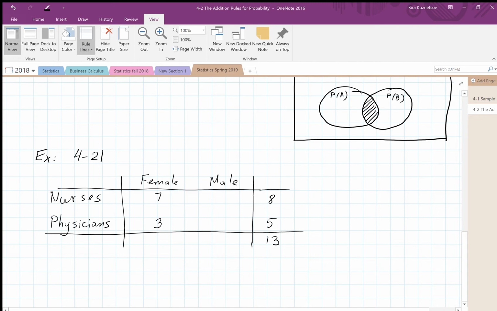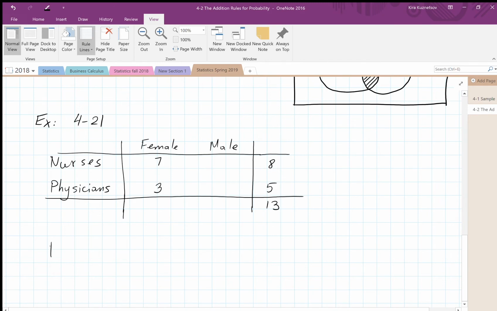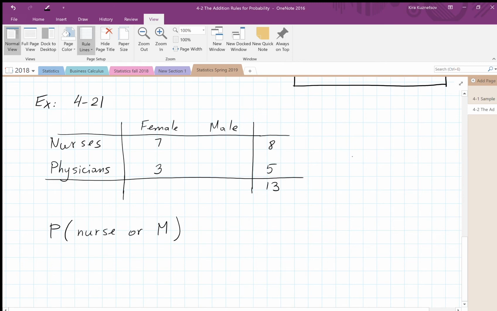If the staff person is selected, find the probability that the subject is a nurse or male. Now, in order for me to answer this question, I'm going to complete this two-way table. A two-way table, just like a Venn diagram, just like a tree diagram, is a tool. The rows need to add up, the columns need to add up, all of the totals can be figured out.